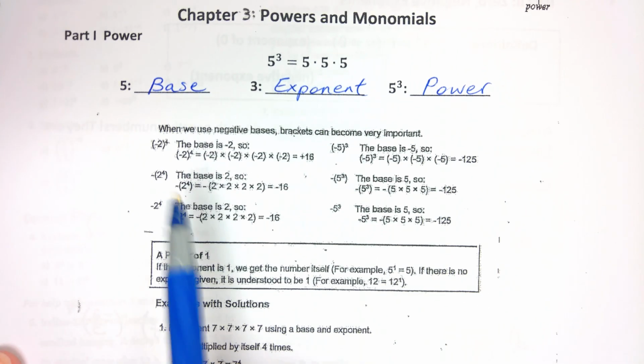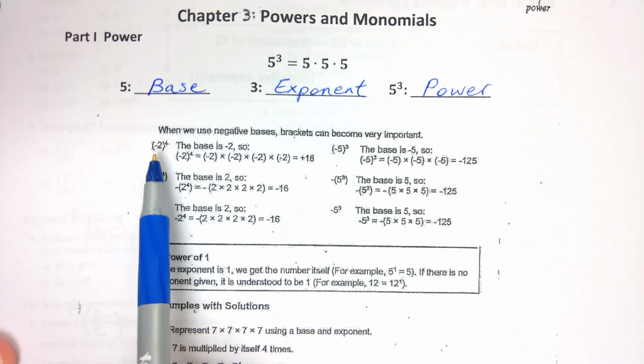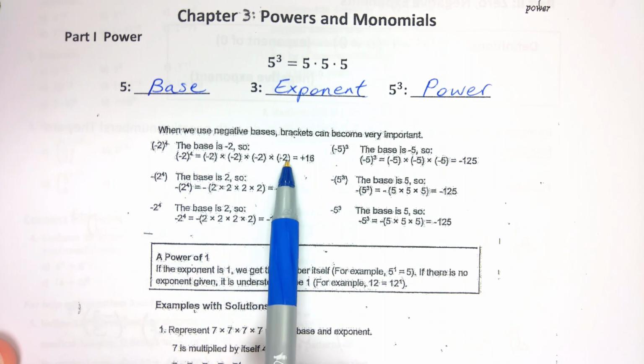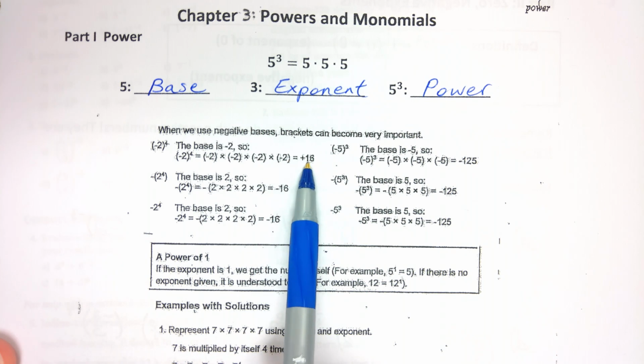So we talked about negative base. Negative 2 in bracket to the exponent 4 means negative 2 times negative 2 times negative 2 times negative 2, which gives you the answer positive 16.